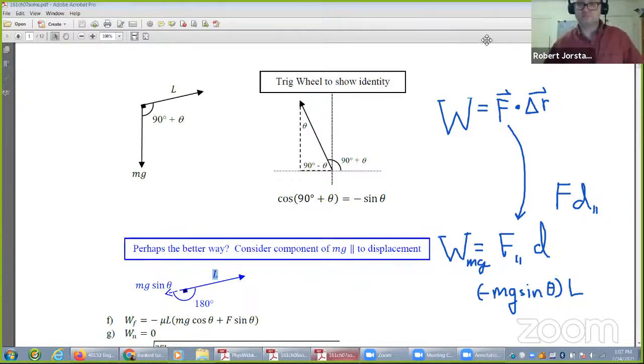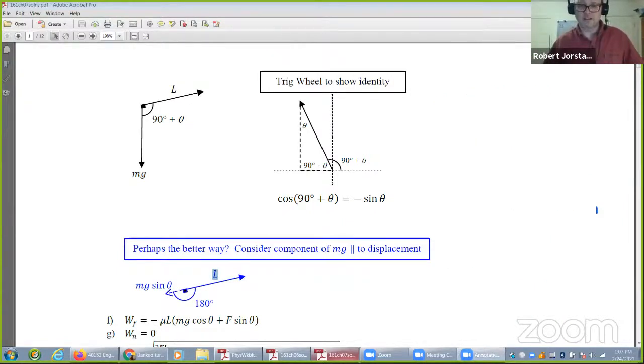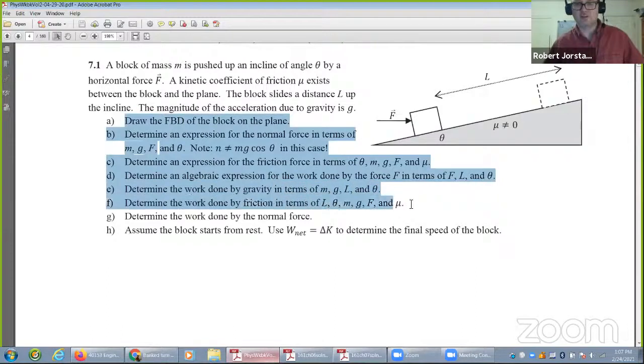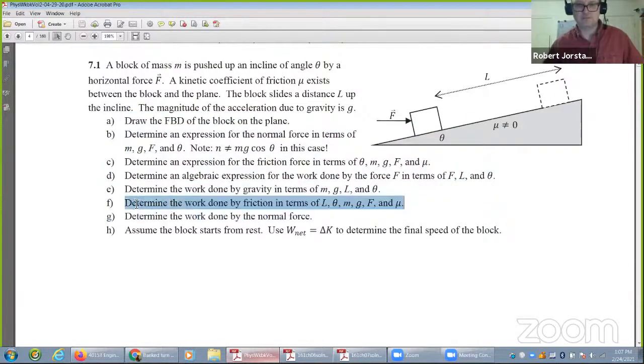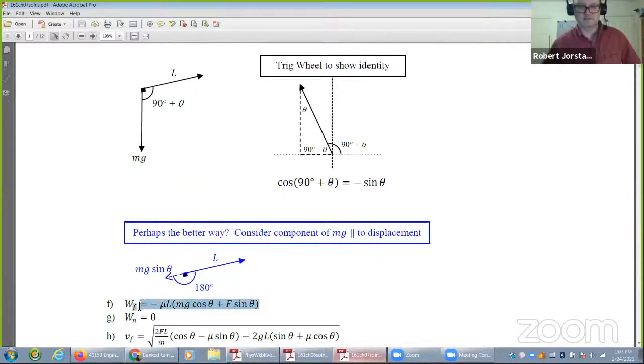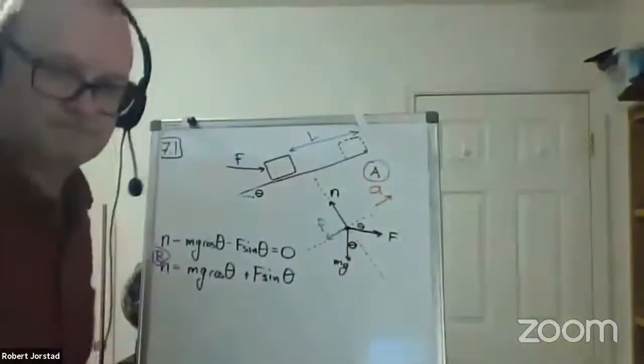All right. So let's go back to the question now. Okay, we've done this. We've done this. Determine the work done by friction. Okay, let's go look at the solution for that one. All right, let's go to the whiteboard for this one. Sorry about that.